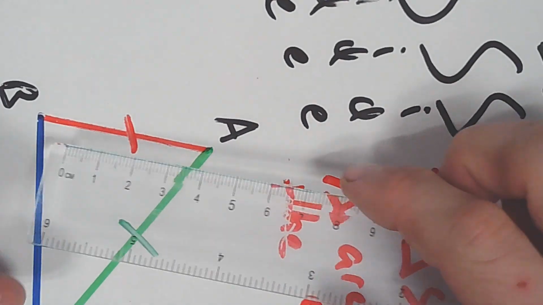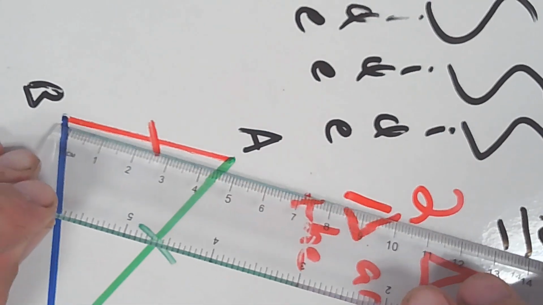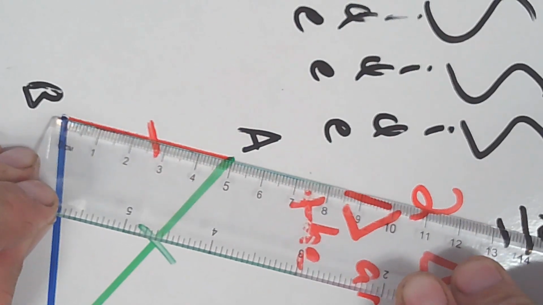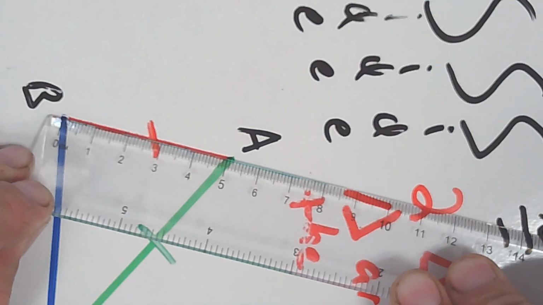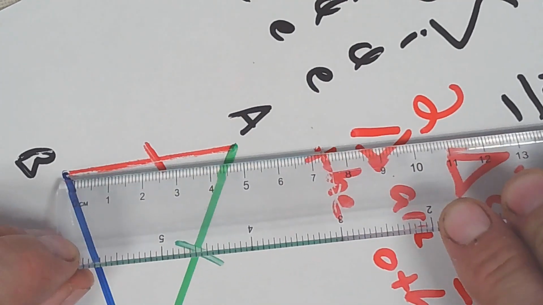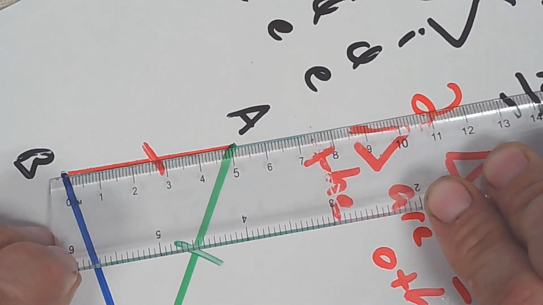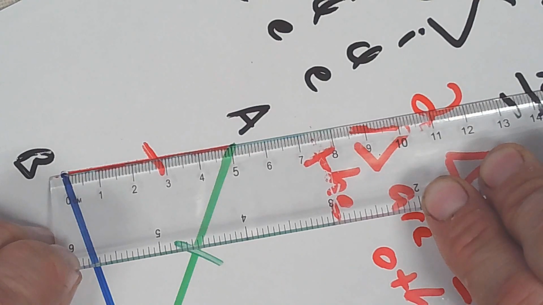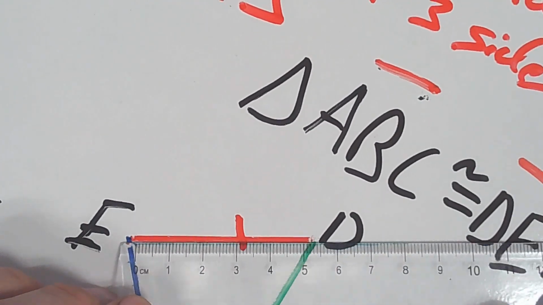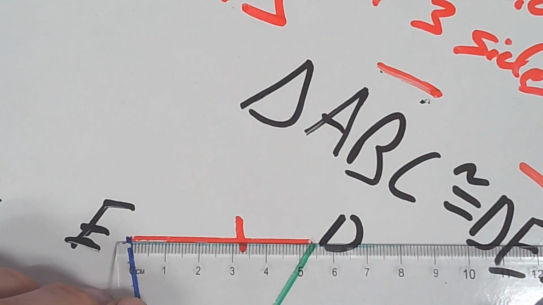Right? So AB is about 5 centimeters, and DE, oh, you didn't see me read that. AB is about 5 centimeters, and DE is about 5 centimeters.